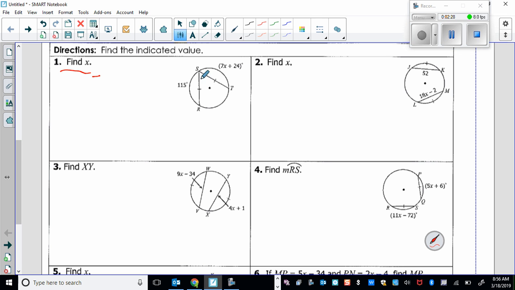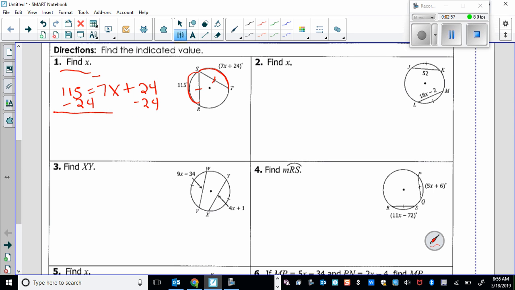The first one: it's given that this chord is congruent to this chord, which implies that the arcs are going to be congruent. That means arc SR is congruent to arc ST. So all I have to do is 115 equals 7x plus 24. That's all we have to do, and then solve for x. So minus 24 from both sides.